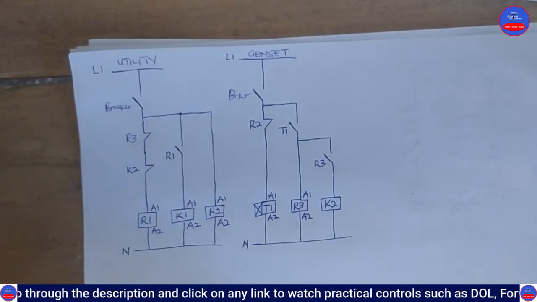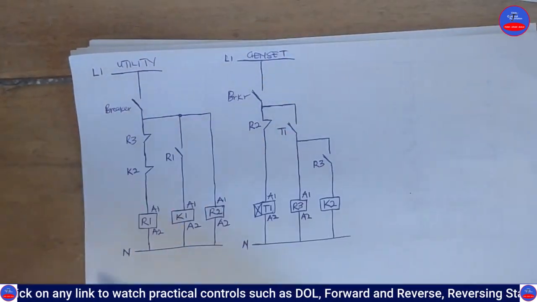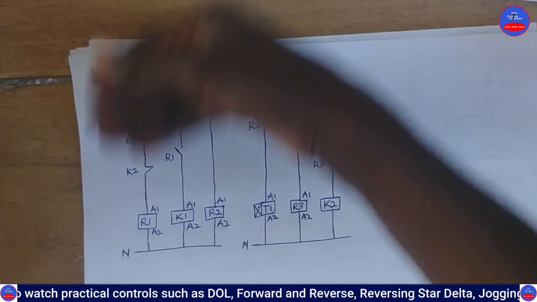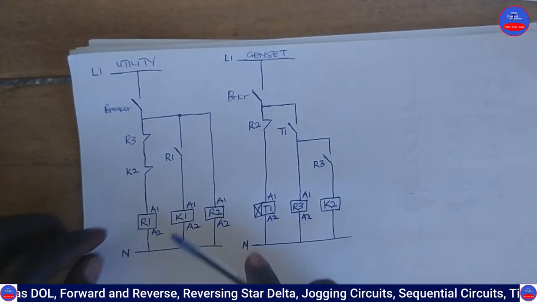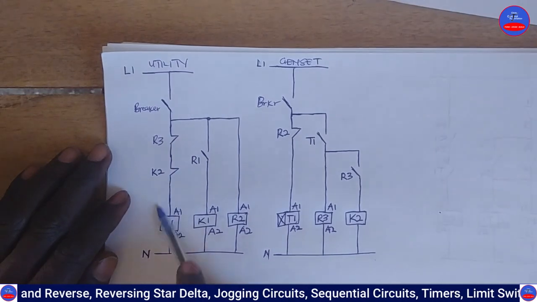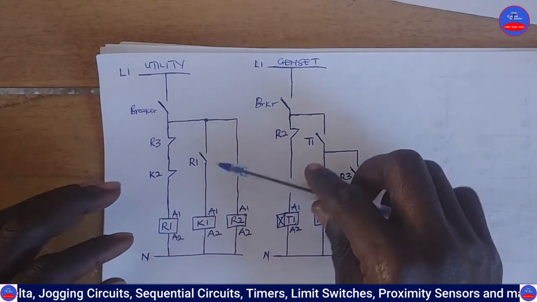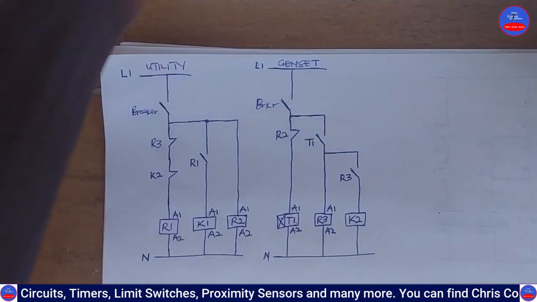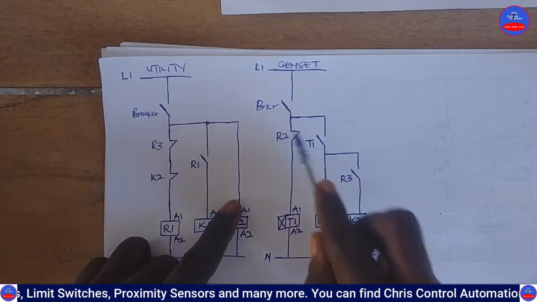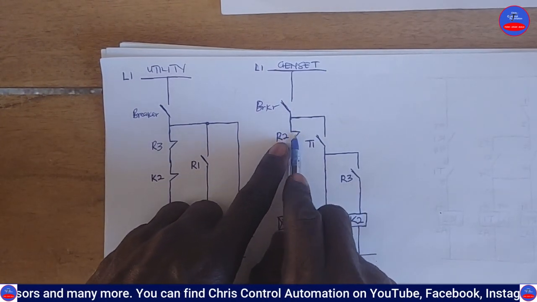So let's see what happens here. The utility power goes off again. It came on, and after a short time, it went off again. Let's see what happened. The moment it went off, this component is going to de-energize. So when they de-energize, the utility power will be off. When this R2 de-energizes, this contact is going to close again.